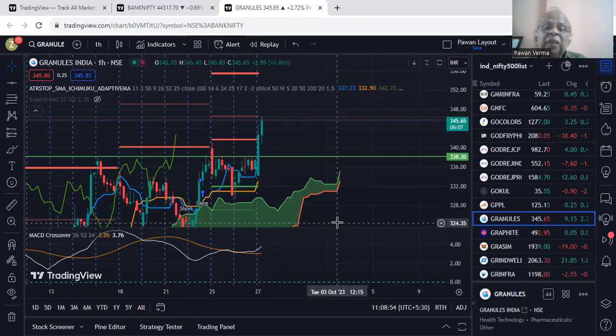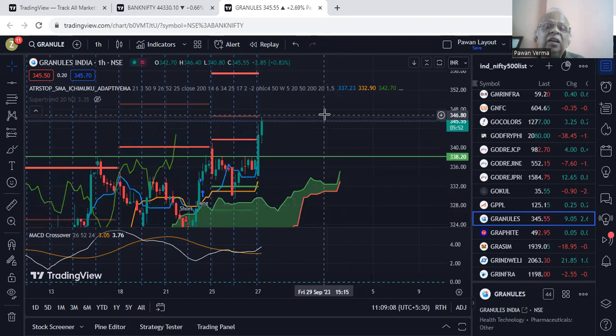Span A and Span B are also tilting upward. This confirms that the trend is very bullish and may reach this particular target. So no retracement can be seen ideally from this level.